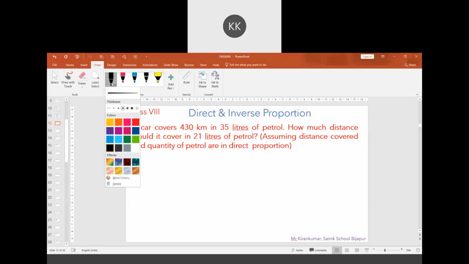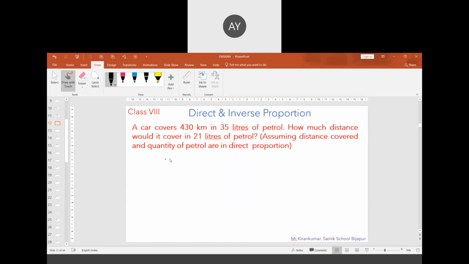Sir, first we have to find how much distance is covered in 1 liter and then we have to multiply it by 21. Sir, it's almost like a unitary method, no? So it is almost like a unitary method, as Ashutosh mentioned. If you calculate for 1 liter of petrol, then multiply with 21, it's a unitary method.